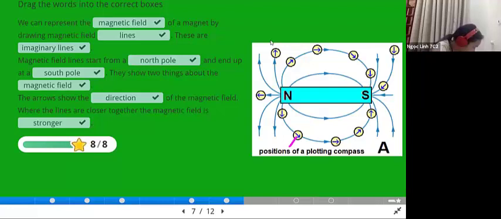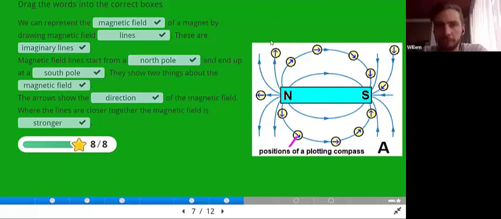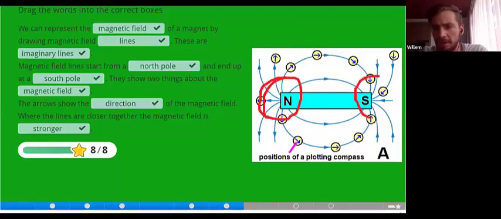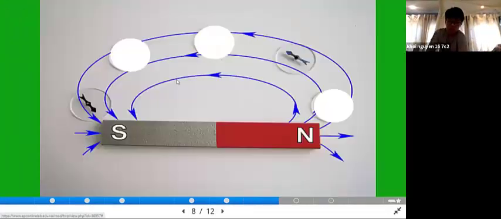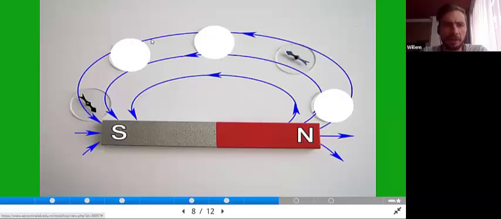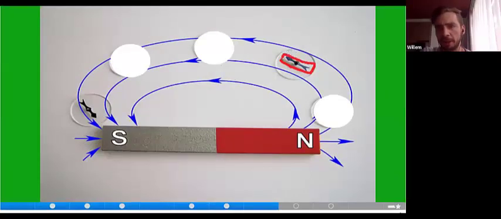Okay, so if we look at this picture on the side, where the magnetic field lines come together, this is where the magnetic field is the strongest. Good. So if I show you this picture and I put these tiny compasses on, remember, these compasses work the same as a bar magnet, okay? So this would be the north pole and this would be the south pole.